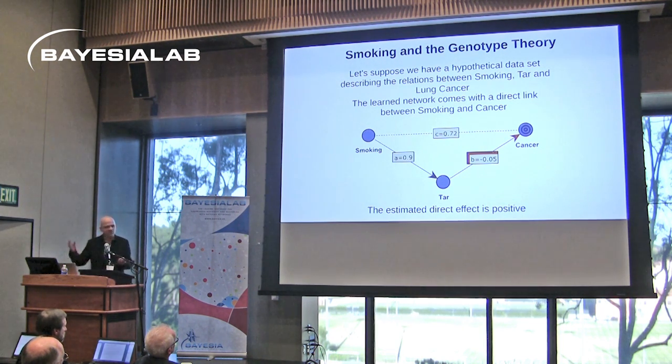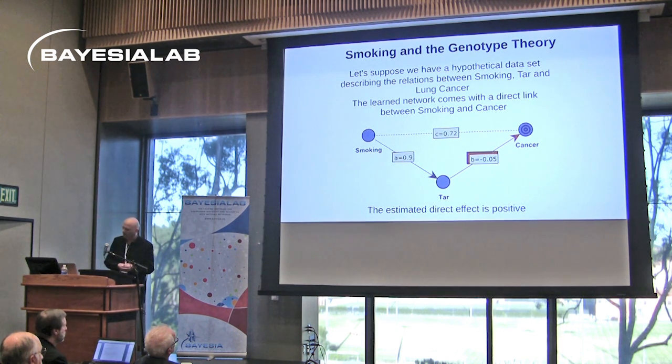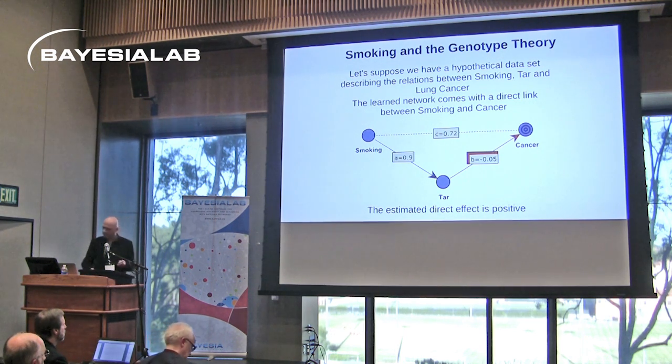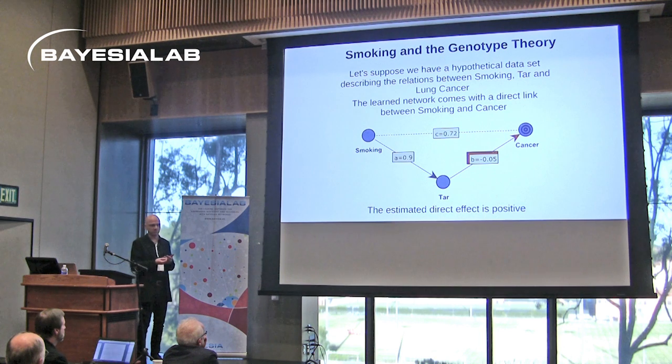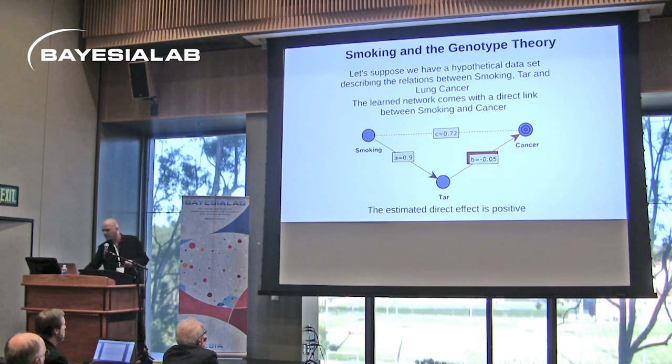And there is a hidden variable there that we will talk about in a few minutes. But let's suppose that we just have this. We have a data set describing these three variables. We find a link between smoking and tar. So the more you smoke, the more tar you have in your lung, right? And this link is strong, 0.9, right? And then there is a link from tar to cancer, and it appears that this link has a slightly negative relation with cancer. And we have a very strong link here between smoking and cancer.